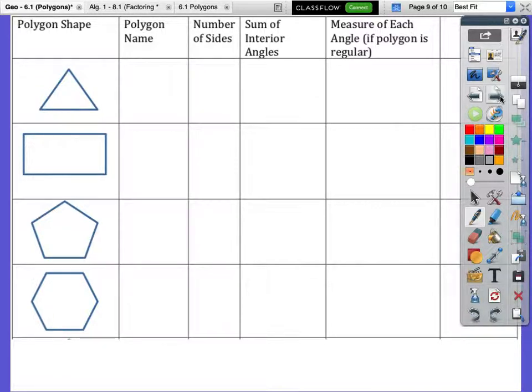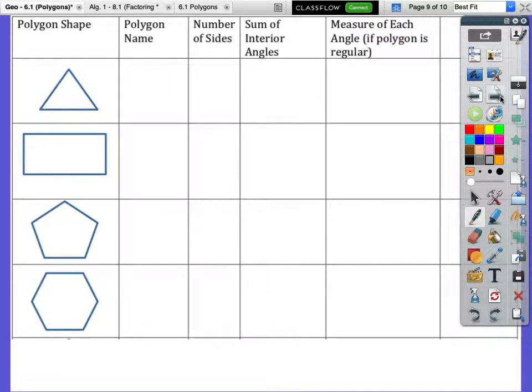Okay, you guys have shapes and protractors, correct? Everyone has a shape and a protractor in front of them. Can you get a protractor?